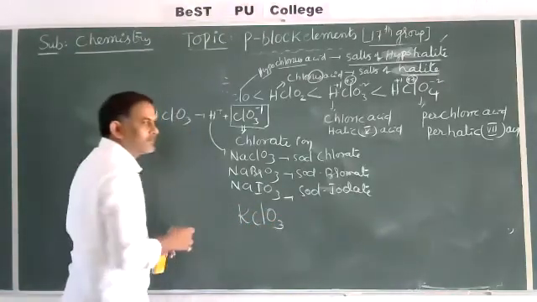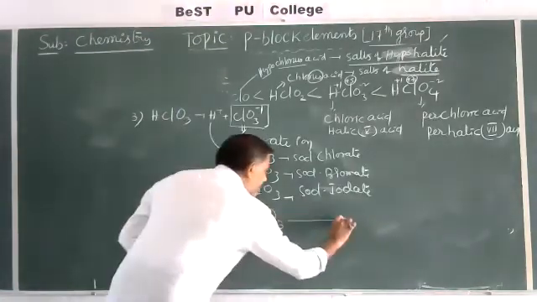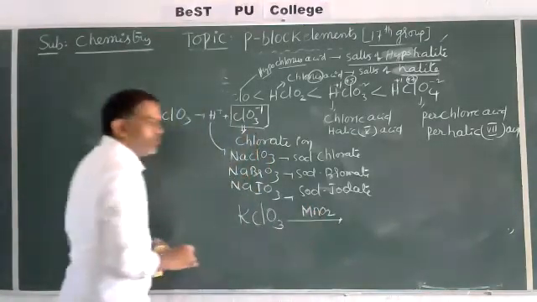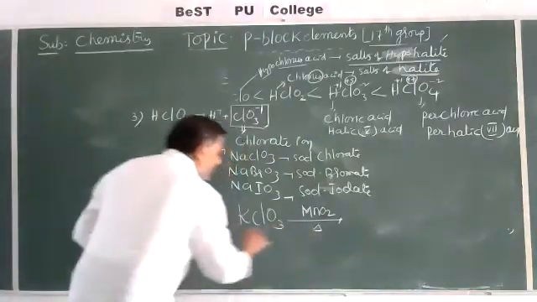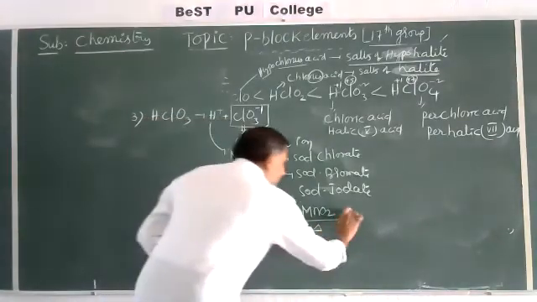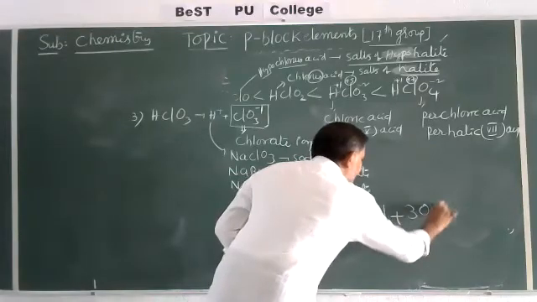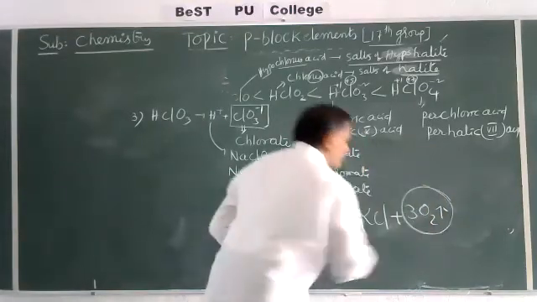KClO3 on heating with manganese dioxide, MnO2, here are 2 moles. It gives 2 KCl plus 3 O2. Very, very important reaction given.